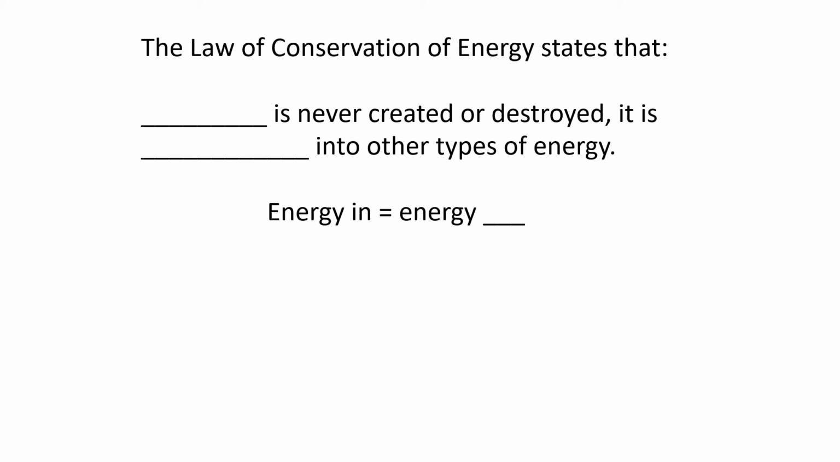So the answer for this, the law of conservation of energy states that energy is never created or destroyed. It is transferred into other types of energy. Now, if you said transformed or turned into instead of transferred, that's fine. And so the energy into a system must be equal to the energy out of that system. Now, the energy might change in type, but if you add up all of the different types of energy going in and all of the energy coming out, they will equal the same amount of energy.